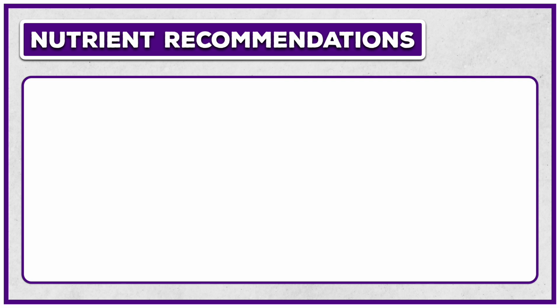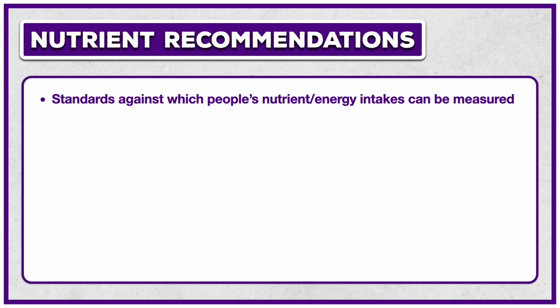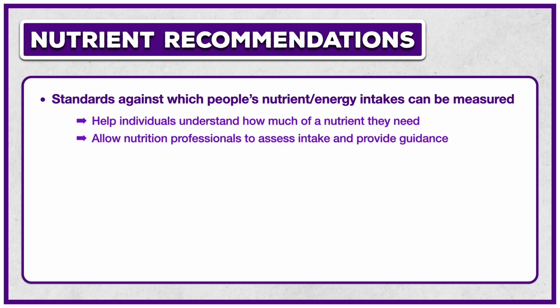Chapter 2 begins by outlining nutrient recommendations. Nutrient recommendations are standards against which people's nutrient and energy intakes can be measured. In other words, they guide how much of each nutrient a person should or should not consume for optimal health. As such, nutrient recommendations help individuals understand how much of a nutrient they need. They also allow nutrition professionals to assess intake and provide guidance.